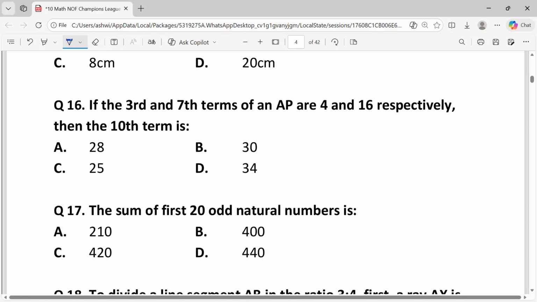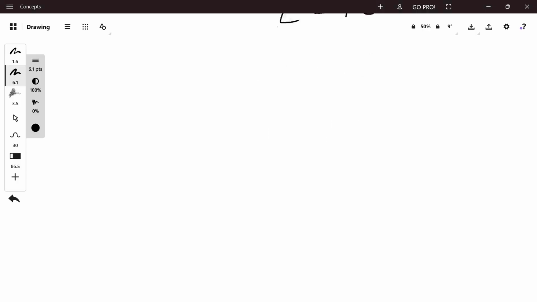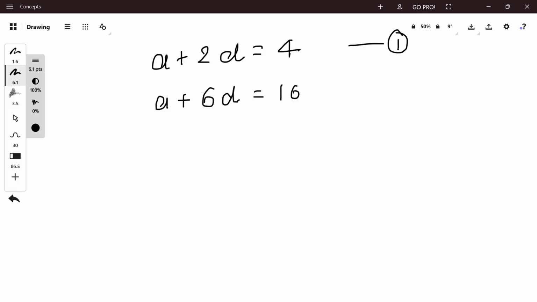Question 16. If the third and seventh terms of an AP are 4 and 16 respectively, then find the 10th term. The formula for the nth term of an AP is an is equal to a plus n minus 1 d, where a is the first term and d is the common difference. For the third term, a3, a plus 2d is equal to 4. That is equation 1. For the seventh term, a7 is equal to 16. That is a plus 6d is equal to 16.